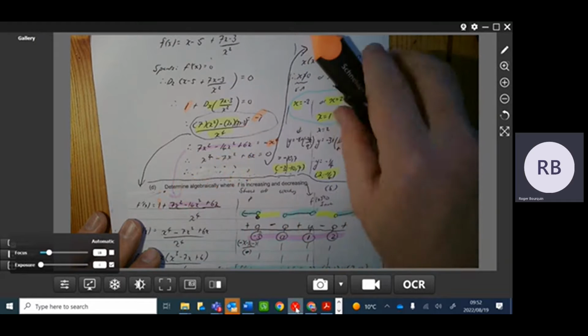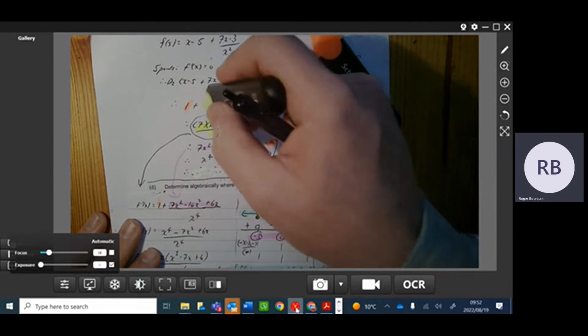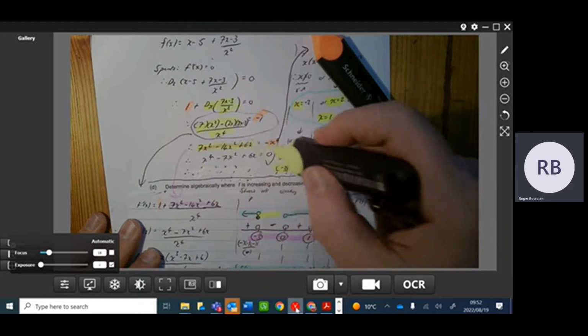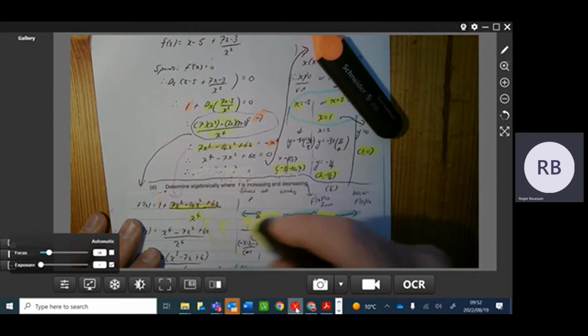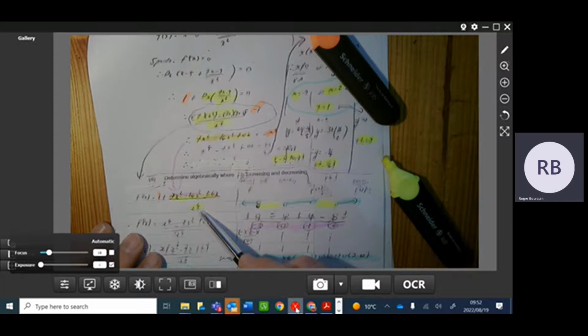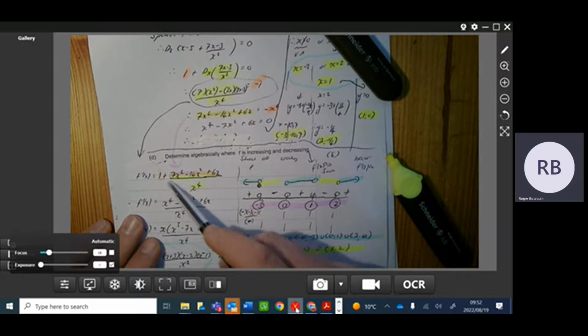So it's 1 plus, and then the derivative of (7x minus 3) over x squared became this whole thing: 7x squared minus 14x plus 6x over x to the 4. Okay, we can't get rid of the denominator because that's only when it's equal to 0. But times that by x to the 4.